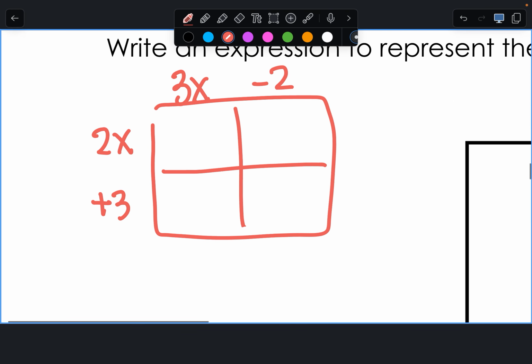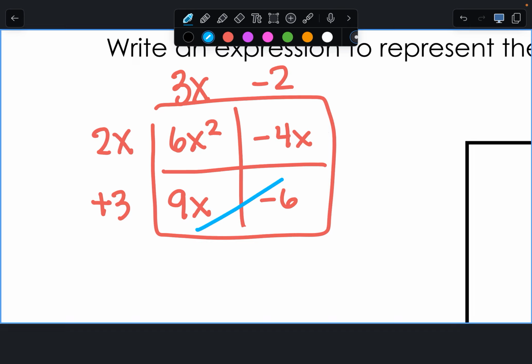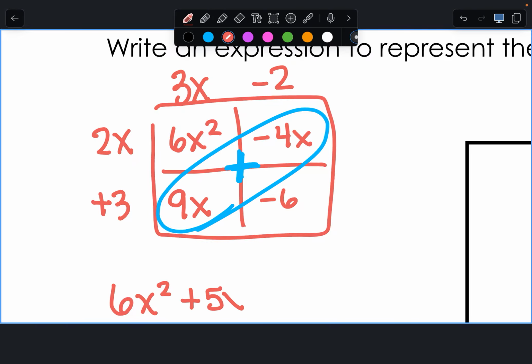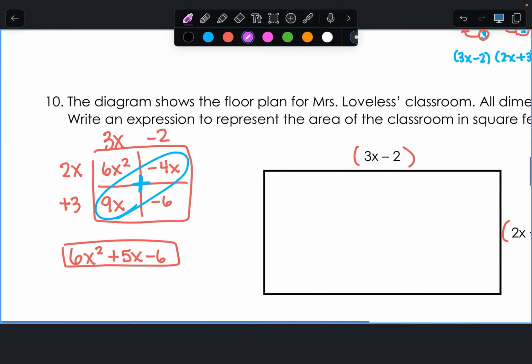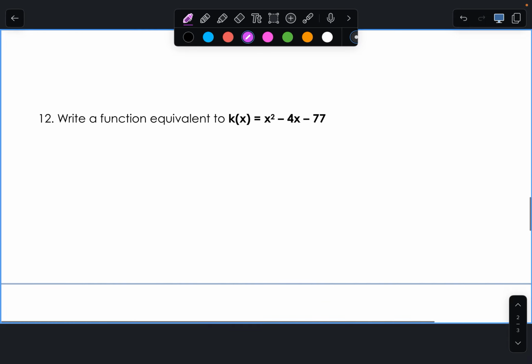All right. 2x times 3x is 6x squared. 2x times negative 2 is negative 4x. 3x times 3. Oh, I'm wrong, 3 times negative 2. And diagonals combine. Combine means to add. So 6x squared plus 5x minus 6. Questions? Almost done.